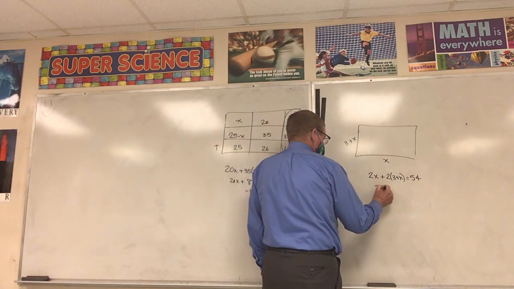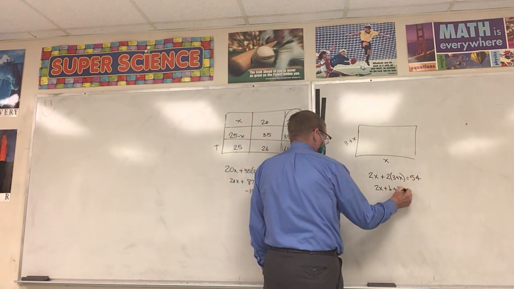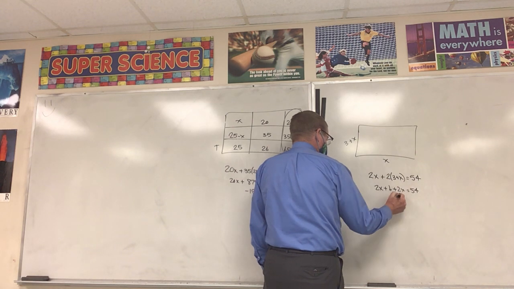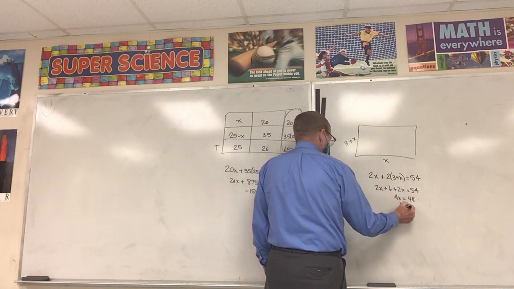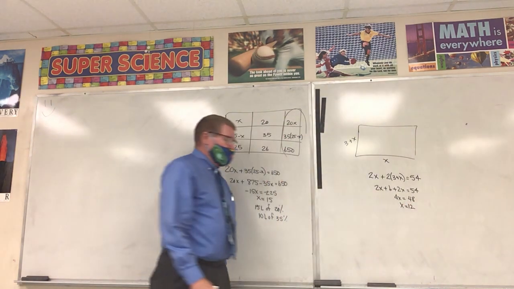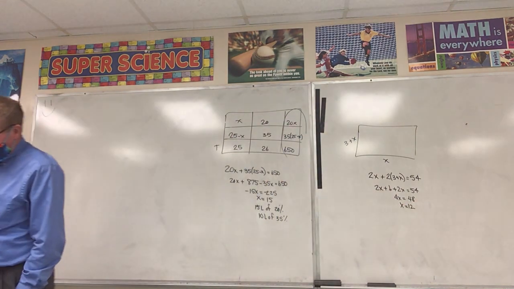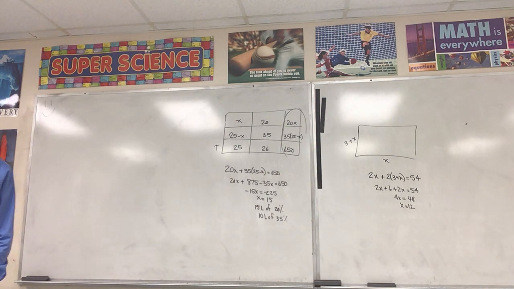So that's gonna be 2x plus 6 plus 2x equals 54. 4x equals 48, x equals 12. So the dimensions of the room are? 12 by 15, 12 feet by 15 feet. Does it matter how you say it? Can you also say 15 by 12? That's fine. Yep, perfect.